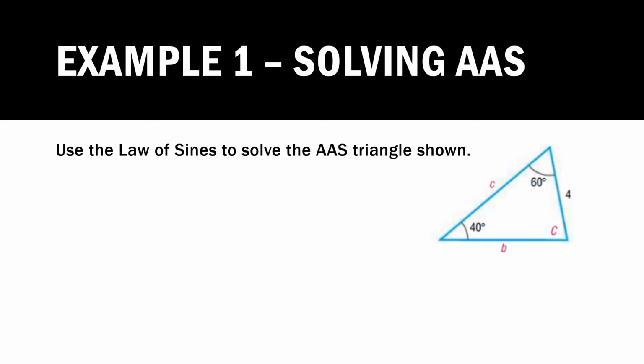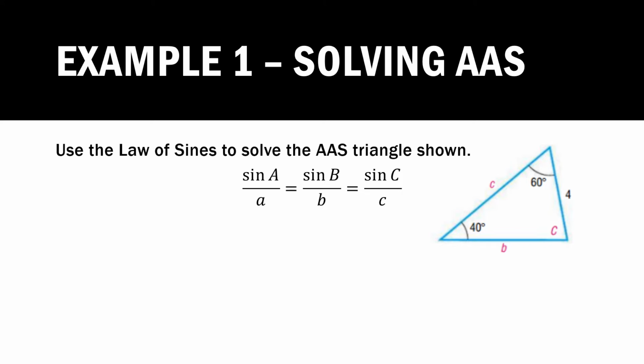Example 1, solving angle-side-angle. Use the law of sines to solve the triangle shown. We see that we have two angles, a 40-degree angle, a 60-degree angle, and then we have an angle C. We have a side B, side C, and we have a side length of 4 opposite the 40-degree angle.